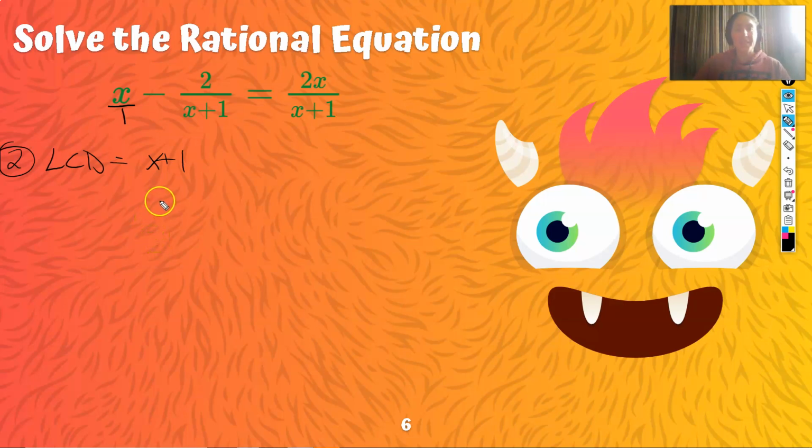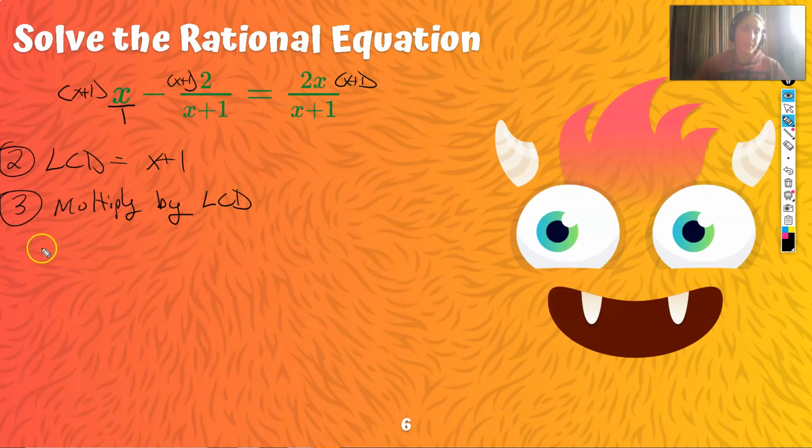The next step, multiply everything by the LCD. So multiply by the LCD, and everybody gets an x plus 1. You get an x plus 1, you get an x plus 1, and you get an x plus 1. And then step 4, cancel denominators.